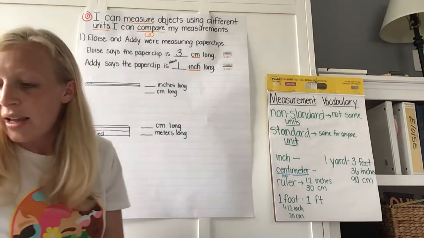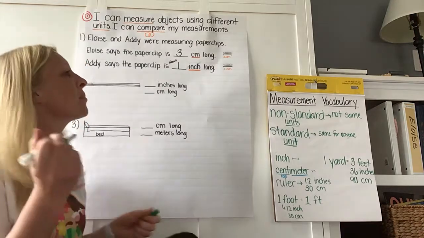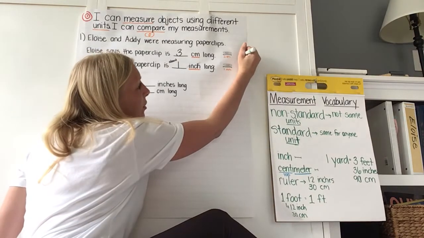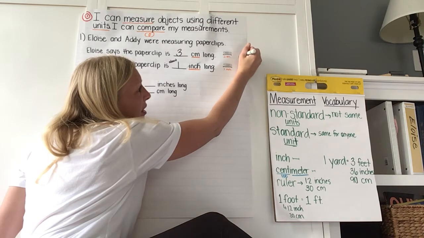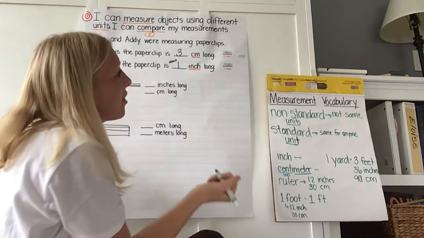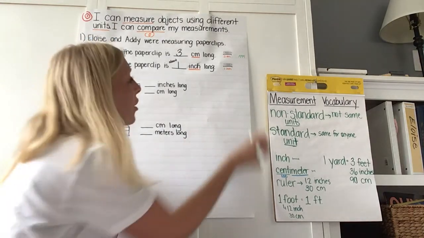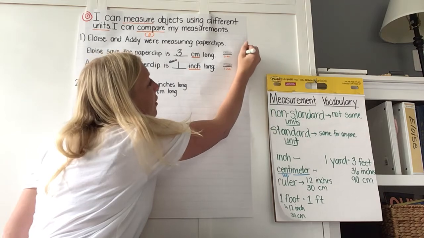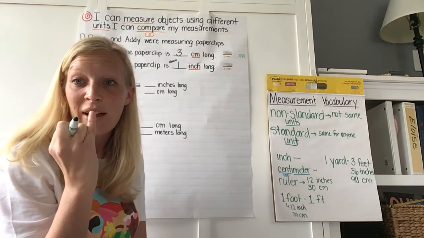I'm gonna get a skinnier marker to show that. So there's my pinky. Here's my pinky. And here's my pinky. That paper clip was about 3 pinkies long. 3 of those pinkies makes up that one paper clip.